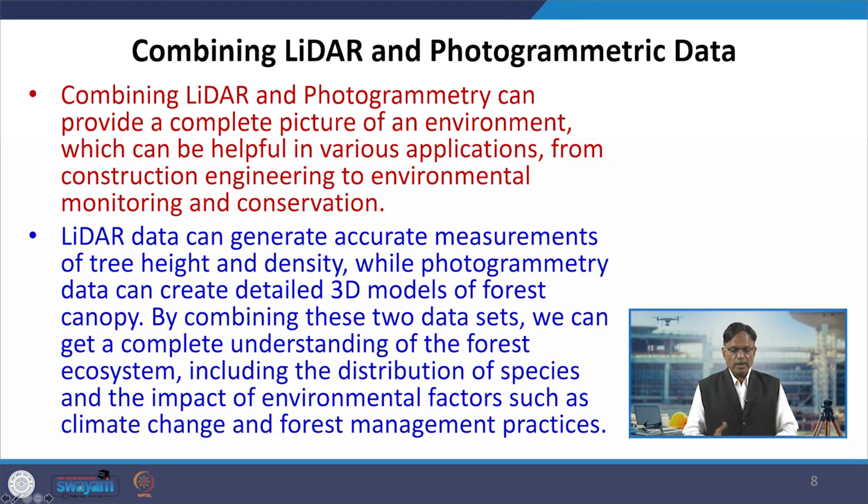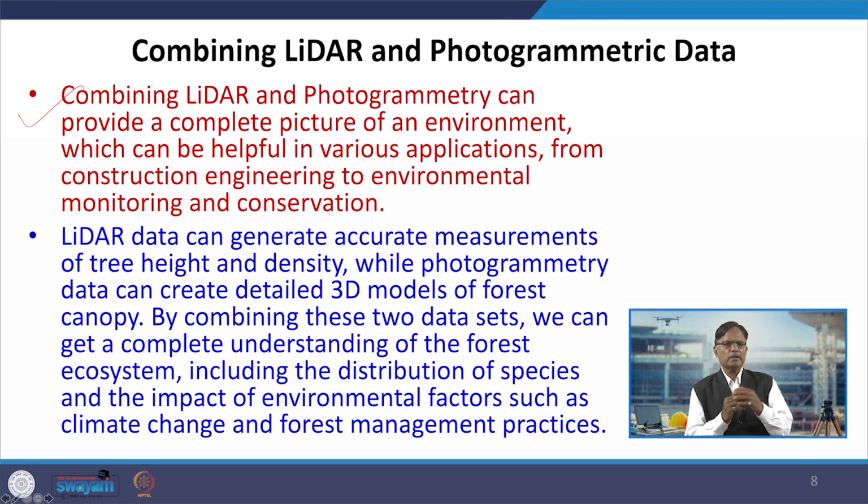Now, combining this LiDAR and photogrammetry data gives improved information and improved accuracy. When we combine this data, we get the complete picture of the environment, and this can be helpful in various applications, whether it is the construction industry, environmental monitoring or conservation activity. As we know, LiDAR data can generate very accurate measurements of tree height and density, whereas photogrammetric data can provide us a detailed 3D model of the forest canopy.